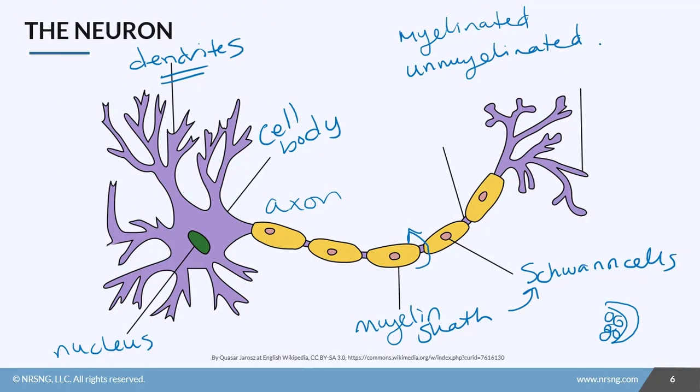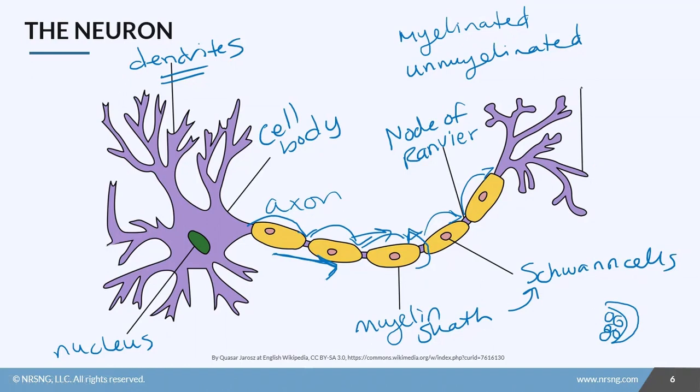Now, the purpose of the myelin sheath is to make the signal get sent faster and smoother down the length of the axon. Between every Schwann cell, you have what's called the node of Ranvier. The purpose of this node is to allow that signal to physically jump from one node to the other. So again, not only are we getting a smoother signal, we're also getting a faster signal because it's able to jump from one node to the next. So that's the purpose of the myelin sheath.